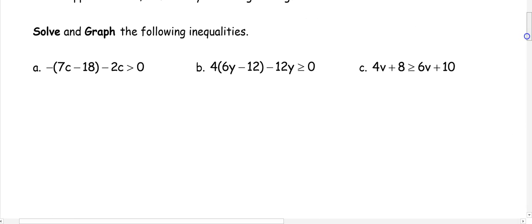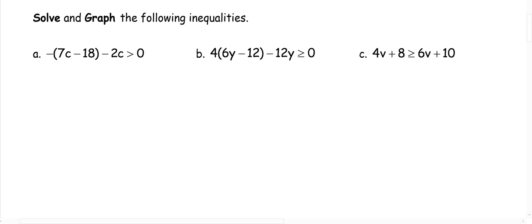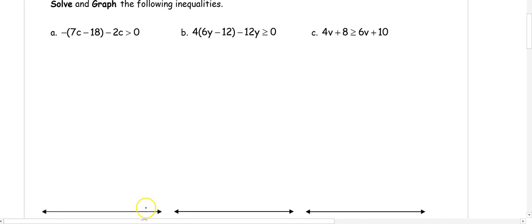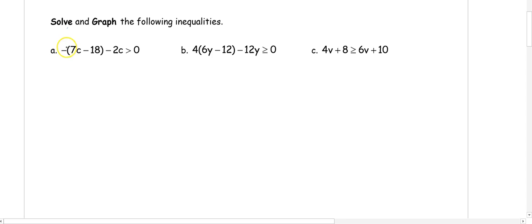So let's try a couple more where we solve and graph the inequalities. Remember, if the variable is on opposite sides, we have to switch the signs afterwards. Remember, if we divide by a negative, we need to flip our inequality sign. So in number one, there is a parenthesis. So we're going to distribute, and this is a negative sign. So remember, that's really a negative 1.